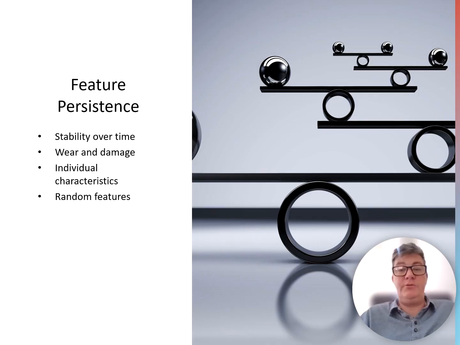Feature persistence refers to how well characteristics remain stable over time. As objects are used, they develop wear and damage that creates unique features. These random characteristics are extremely important because they help distinguish one object from another.